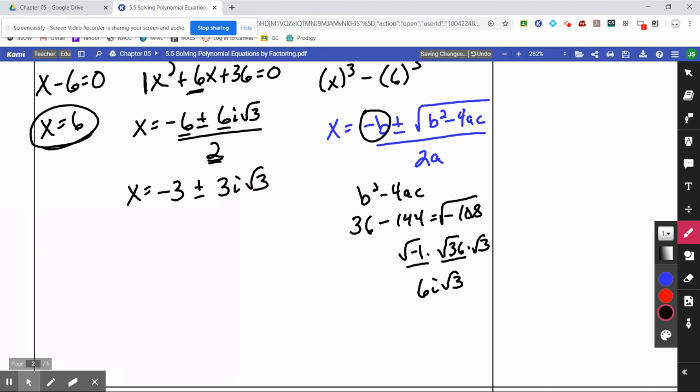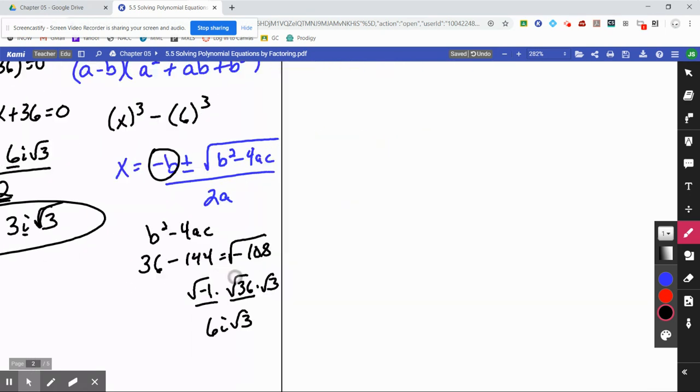And again, if it's not a fraction, I don't like to put this i at the end, just because sometimes it'll get lost under that radical if we do. So we'll just leave it where it's at. So there's your other 2 answers.